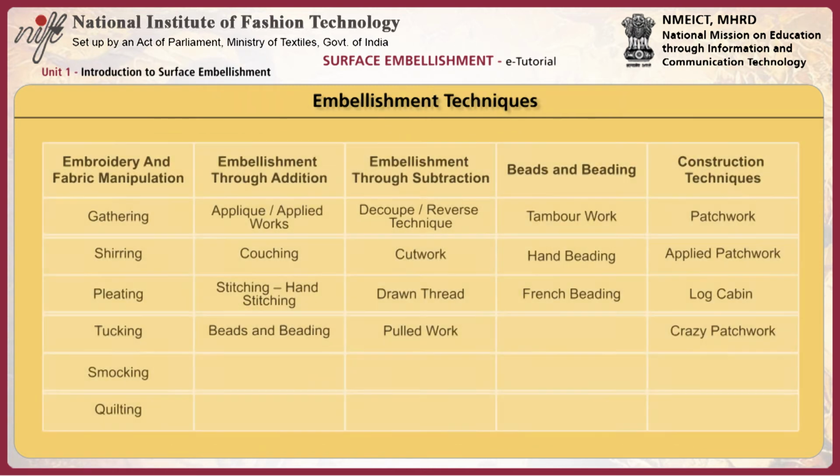There are different types of fabric manipulation techniques. They include embellishment through addition, embellishment through subtraction, beads, beading and construction techniques. In the gathering method, threads stitched through fabric are drawn together to reduce the fullness of the material to a required width. The stitches may be worked by hand but usually by the use of industrial machinery.